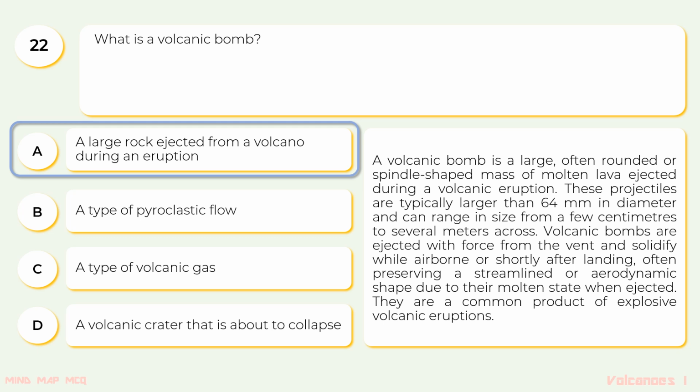A volcanic bomb is a large, often rounded or spindle-shaped mass of molten lava ejected during a volcanic eruption. These projectiles are typically larger than 64 mm in diameter and can range in size from a few centimeters to several meters across. Volcanic bombs are ejected with force from the vent and solidify while airborne or shortly after landing, often preserving a streamlined or aerodynamic shape due to their molten state when ejected. They are commonly a product of explosive volcanic eruptions.